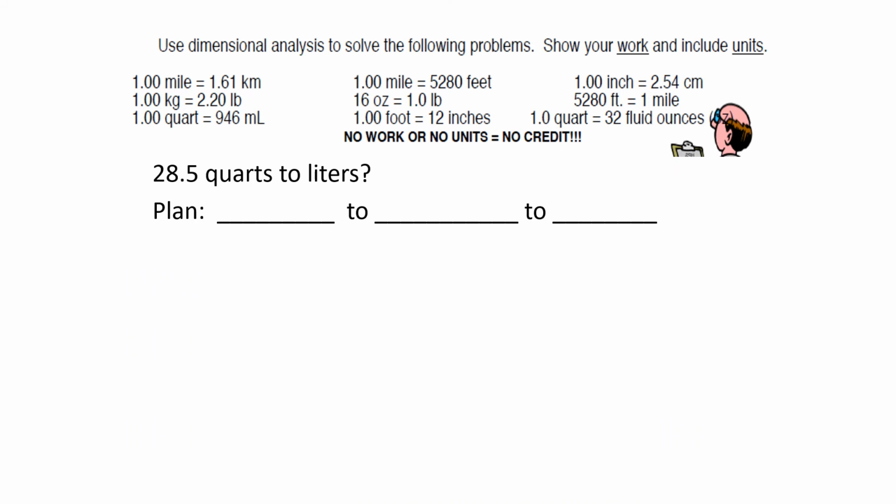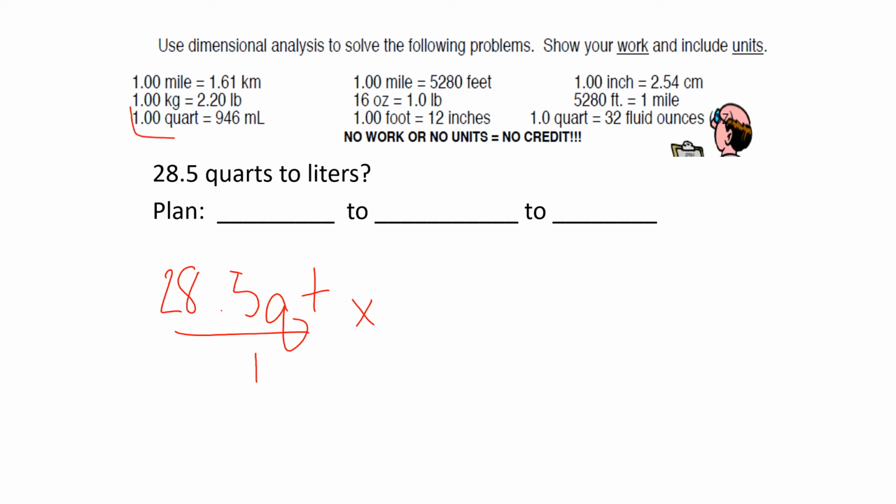All right, let's take a look at a couple of these 2-step or multi-step DA problems. We have 28.5 quarts and we want to get to liters. So we're given this nice conversion table on the top, and we look and we see that there is no direct conversion between quarts and liters.